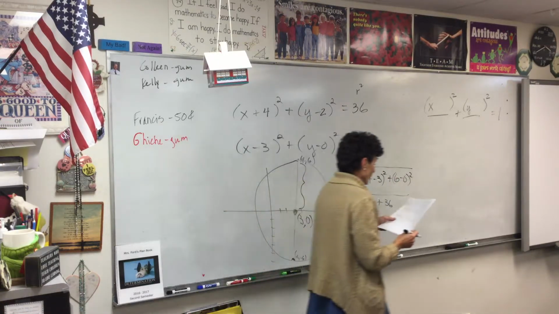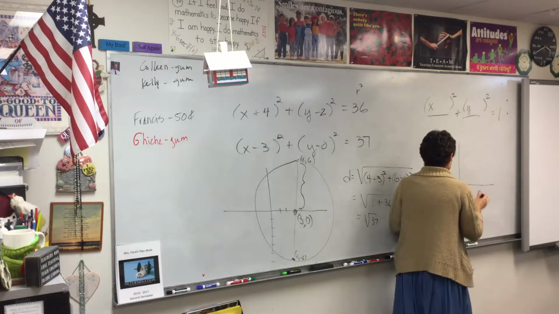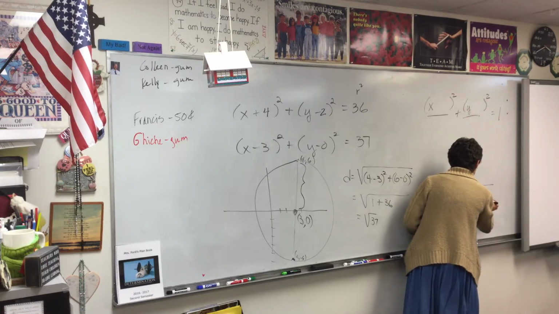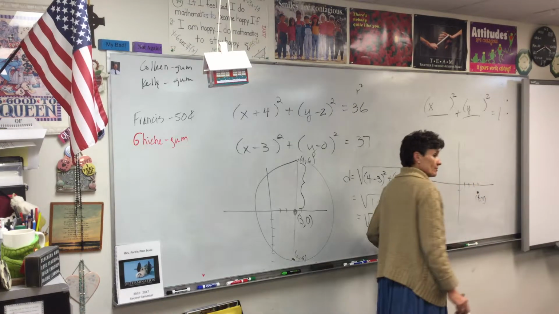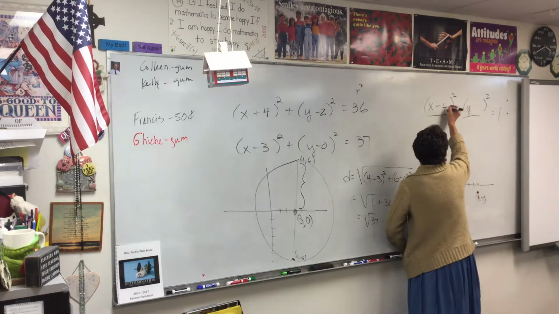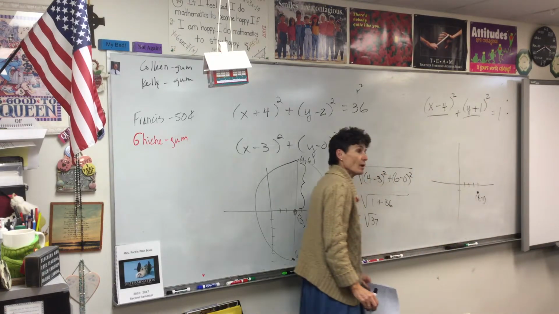So you need to look at what they give you. They give you the center is 4, -1. Stop right there. Does that help you at all? Yeah. Knowing the center is at 4, -1? It's minus. So x minus 4, y plus 1. You got half credit.